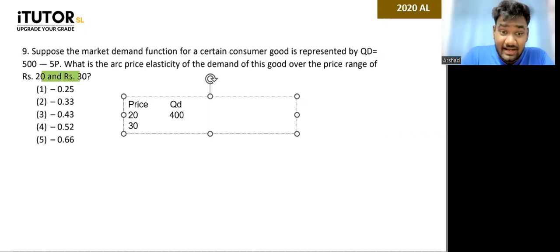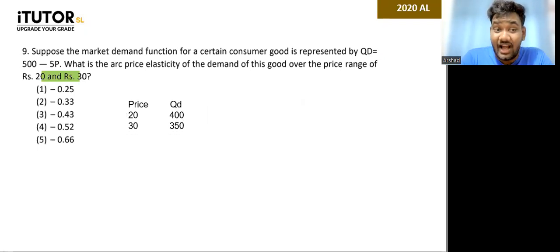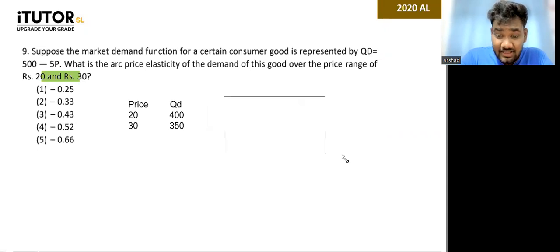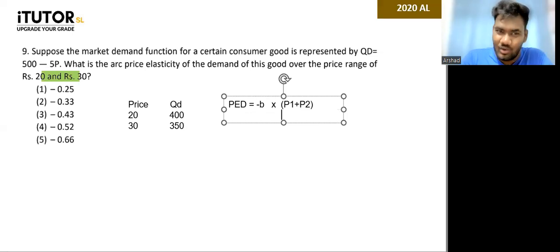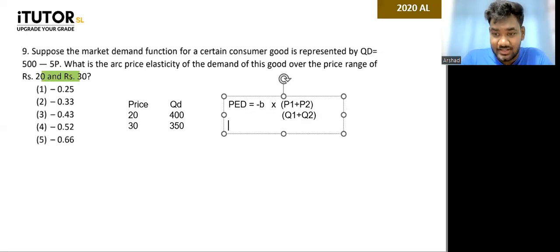It's 400. When the price is 30, it's 500 minus 5 times 30, that is 350, right? Okay. So how do you find arc PED? Arc PED is your minus B component, change in QD over change in P, multiplied by, remember, you take the average price, P1 plus P2. You can divide by 2 if you want, but since you're dividing both by 2, no need. Also Q1 and Q2. So how much do we get, guys?